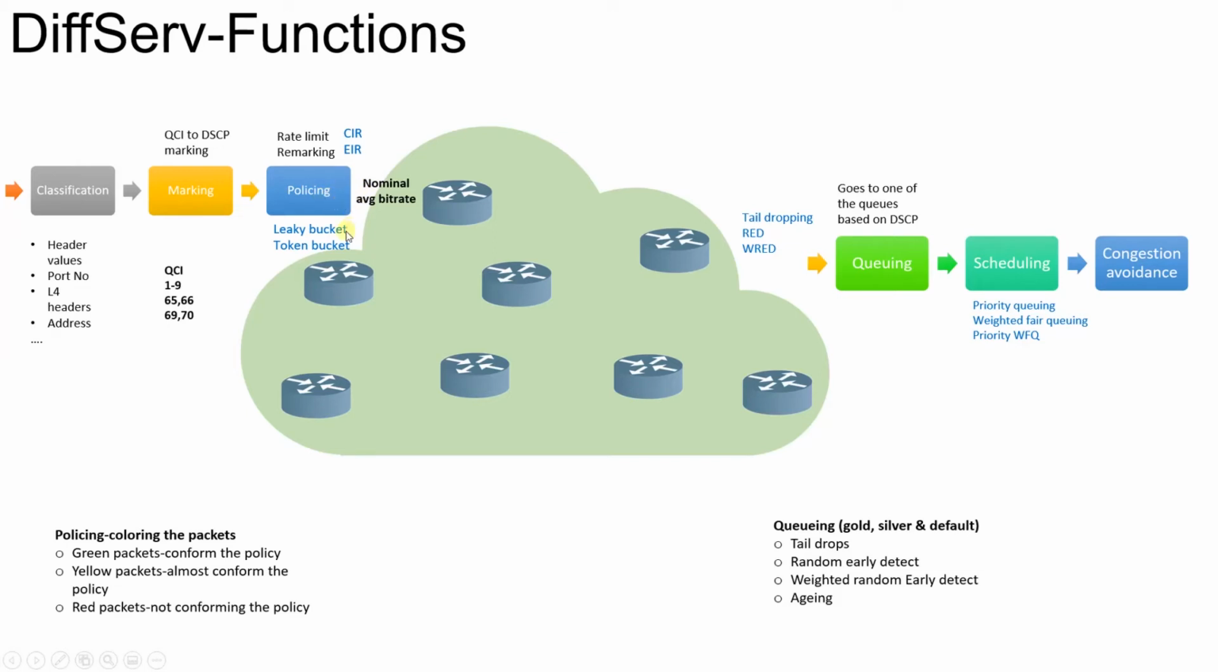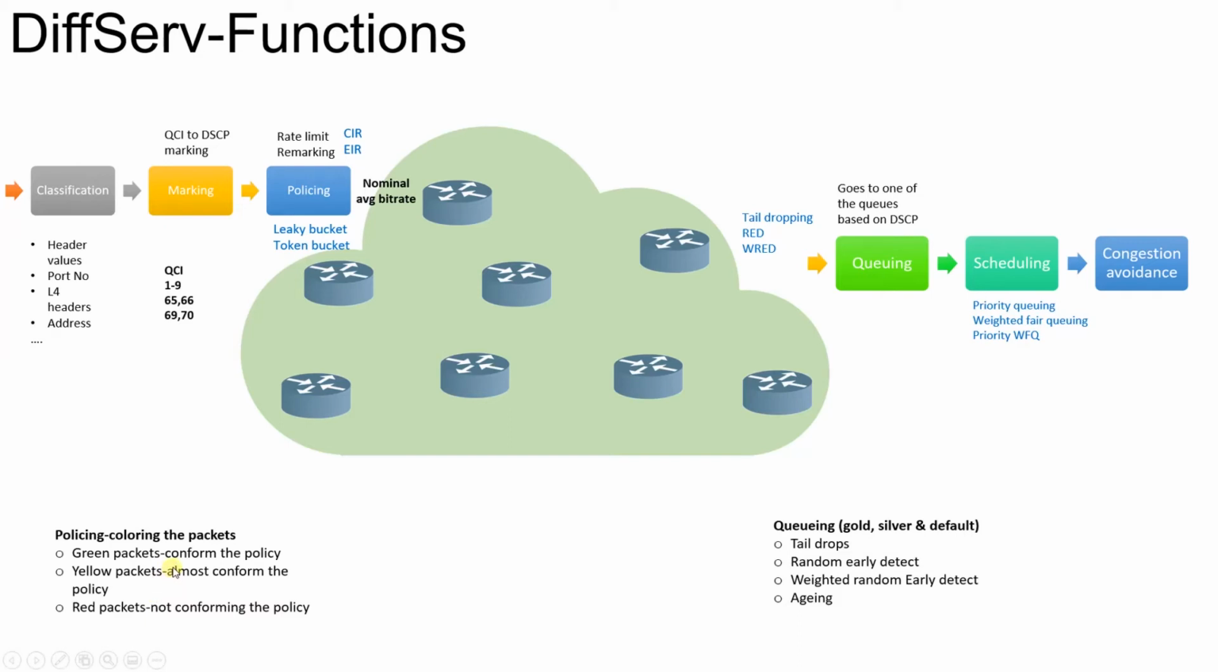Okay, then using these two algorithms, we arrive at a nominal average bit rate. At that bit rate, the traffic will traverse through the internet. In the policing part, we classify the packets into three different types: green packets, yellow packets, and red packets. Green packets conform to the policies. Whatever policy is there, they 100% conform to it. Yellow packets almost conform to the policy, and red packets do not conform to the policy.